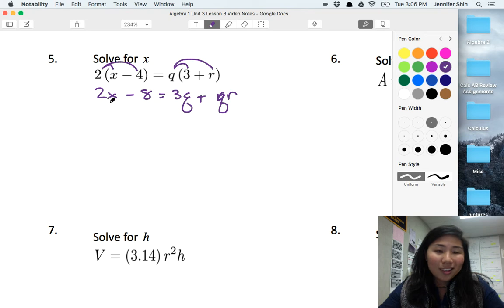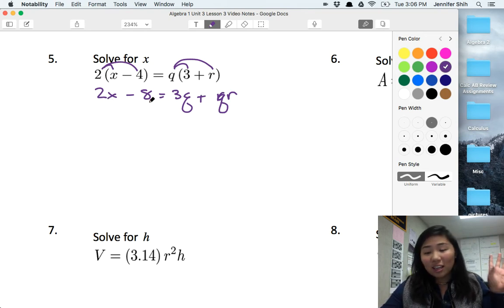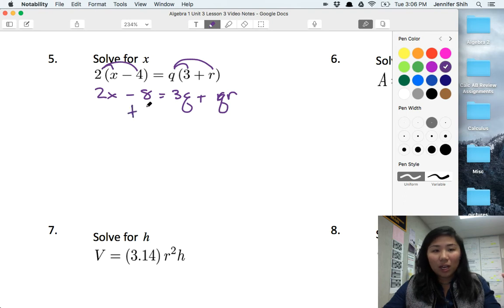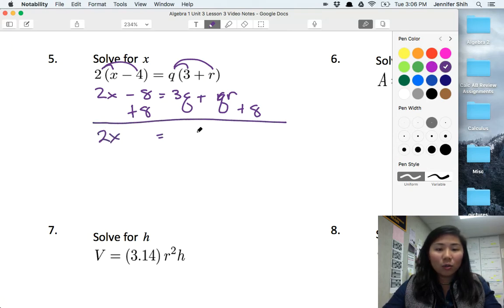We need to isolate x, so we're going to move everything that is not part of this term to the other side. That means I'm going to add 8 to both sides. 8 does not have a like term, so I'm not going to line it up with anything. So I'm going to end up getting 2x is equal to 3q plus qr plus 8.